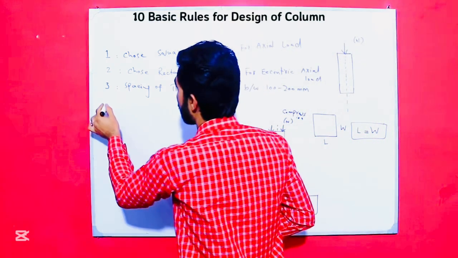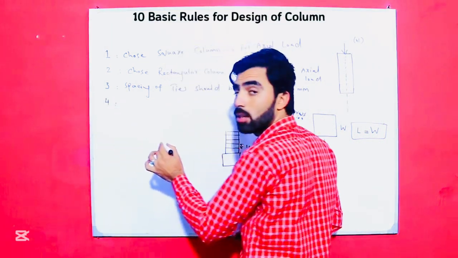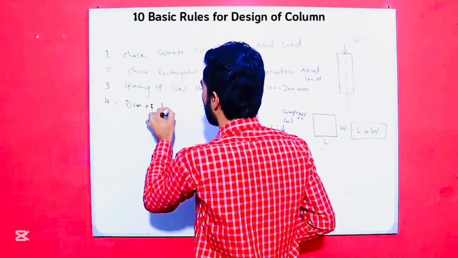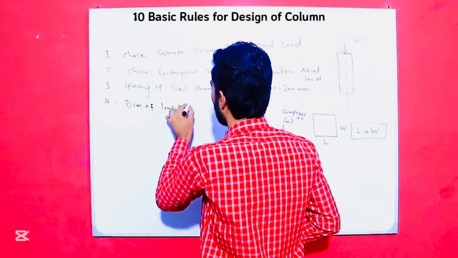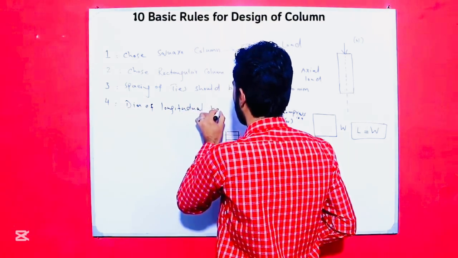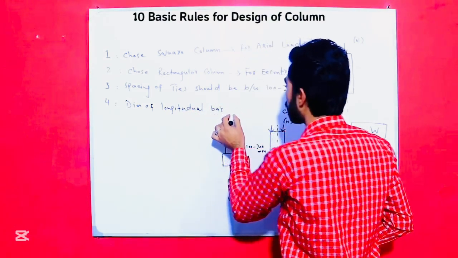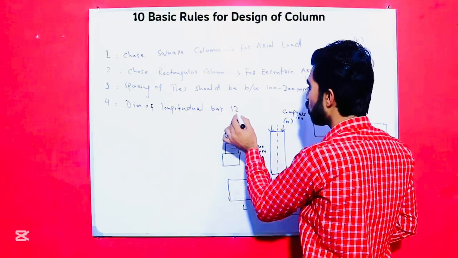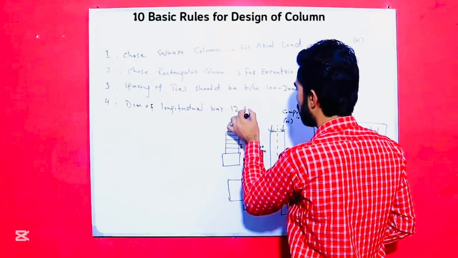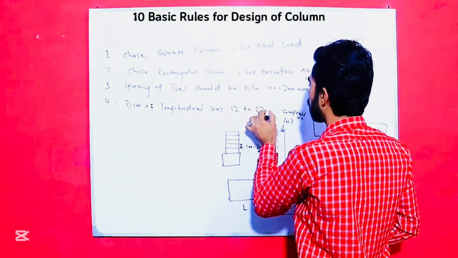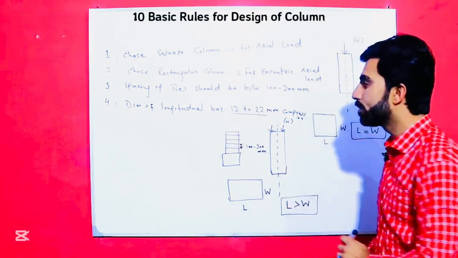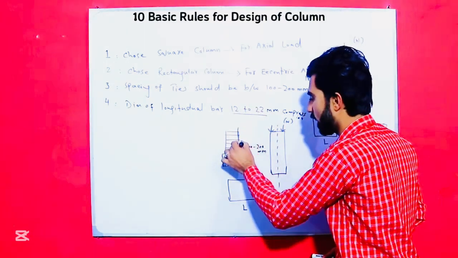Guys, the fourth basic rule is the diameter of the longitudinal bar. That should be between 12 to 22 mm. Longitudinal bars, this diameter.